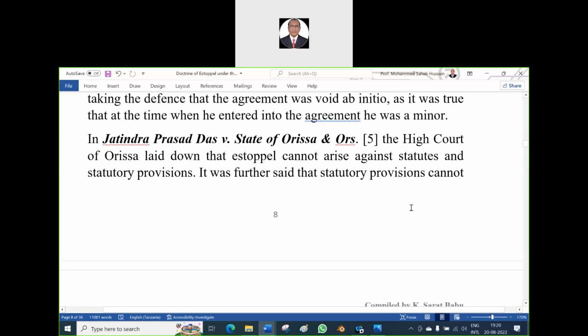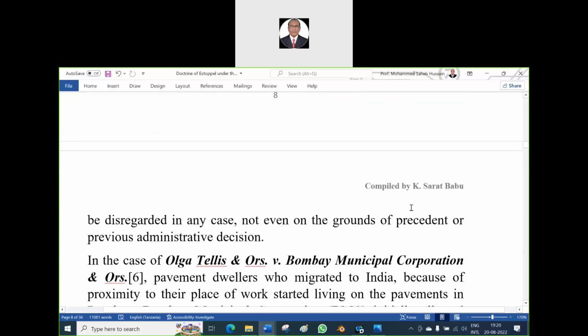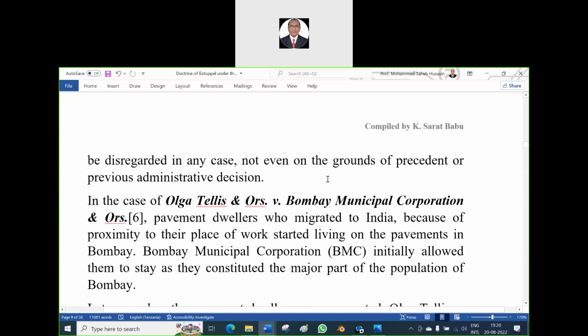Yes. So, in Jatindra Prasad Das versus State of Orissa and others, the High Court of Orissa laid down that estoppel cannot arise against the statutes. Again, I told you, enactments and statutory provisions. It was further said that the statutory provisions cannot be disregarded in any case, not even on the grounds of precedent nor previous administrative decision. So, a statute very clearly says over there that a minor cannot make a contract with any other person, because the statute clearly prohibits.